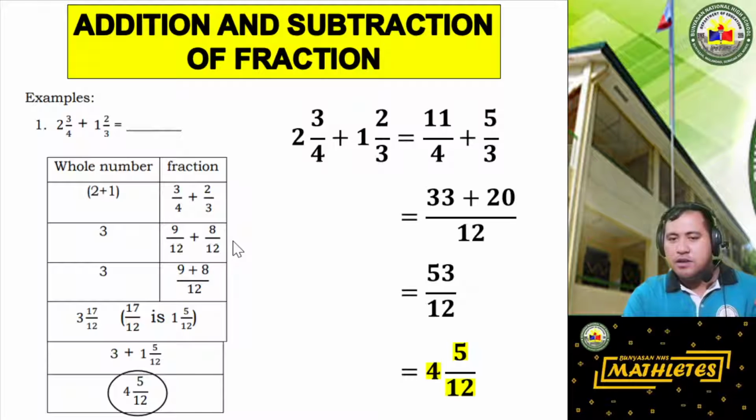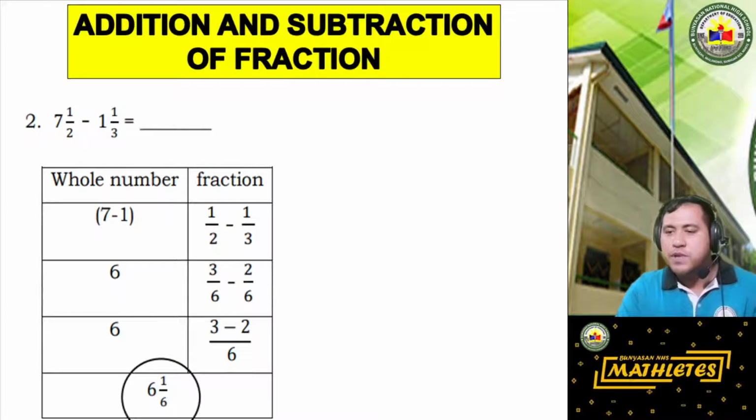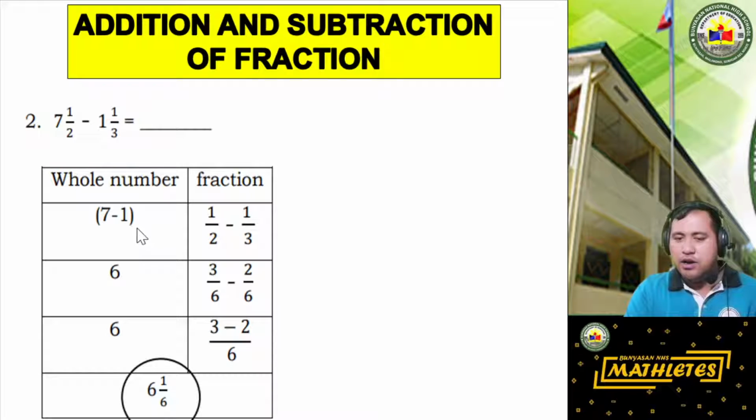Okay? We have number 2. 7 and 1/2 minus 1 and 1/3. As I've said, pwede natin i-separate yung whole number at saka fraction. So, we have 1/2 minus 1/3 yung fraction. Tapos, transform or rename it into similar fraction. We have 3/6 minus 2/6. Magiging, we have 3 minus 2, 1/6.